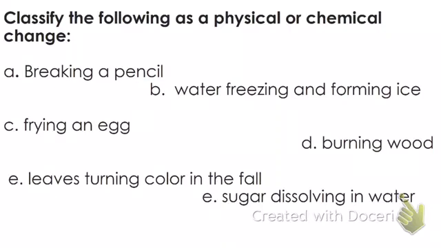So, breaking a pencil. Well, let's go through our indicators. I didn't make a new gas, didn't make a new solid, no precipitate, no heat or light was released when I broke that pencil, and there's no color change. All of those colors were still there. So this is going to be physical.